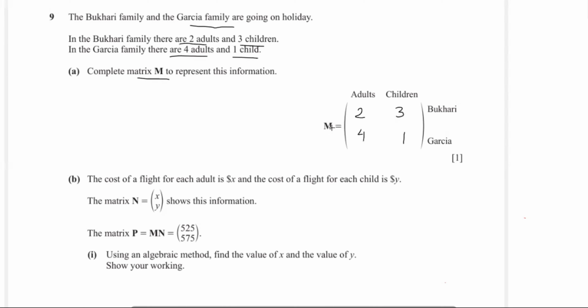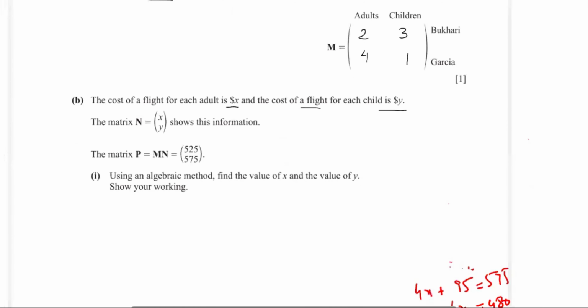Now we put the value here. This is the matrix M. Next is the cost of flight. For each adult is $X and the cost of flight for each child is $Y. Matrix N, X and Y shows this information. P equal to MN equal to 525 and 575. Now you use the algebraic method, find the value of X and Y, show your working. You see here, the first matrix is M, second N, that's equal to P.